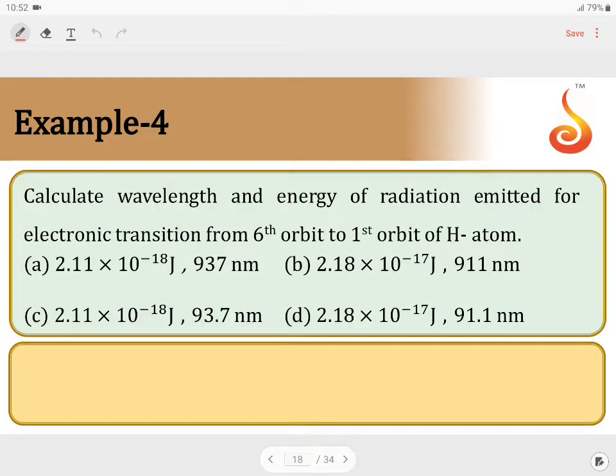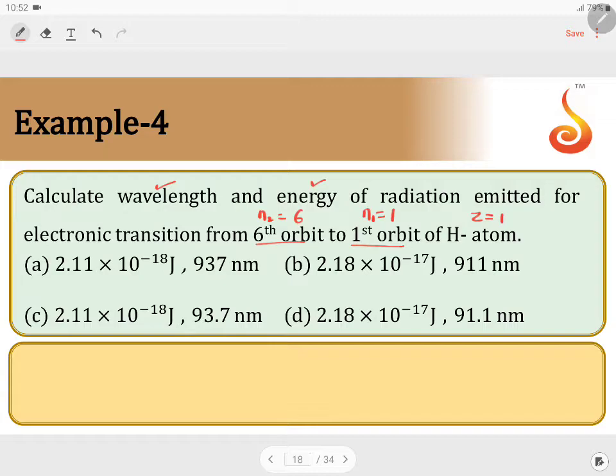Example number 4. Calculate the wavelength and energy of radiation emitted for the electronic transition from 6th orbit to 1st orbit of hydrogen atom. So always the lower value will be N1. N1 is equal to 1. N2 is equal to 6 and Z is equal to 1. We have to calculate the energy and wavelength.